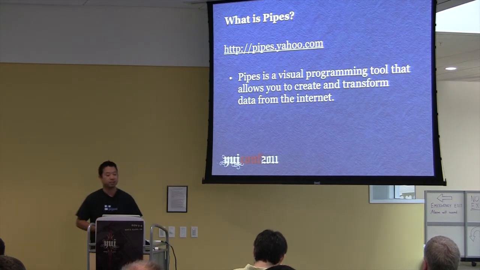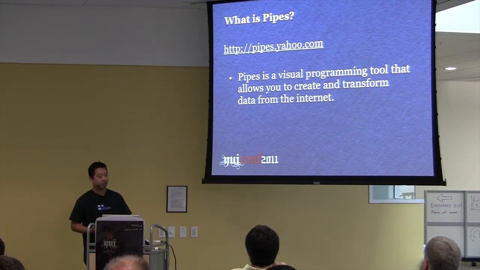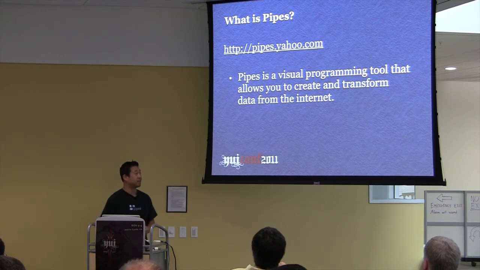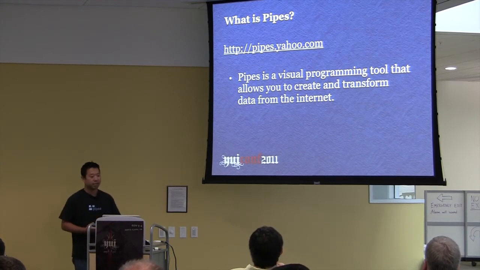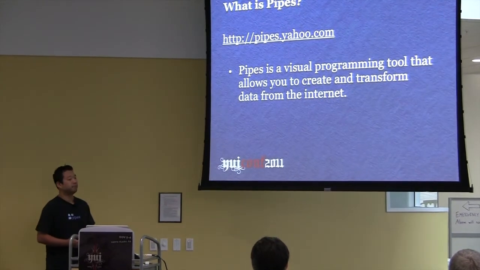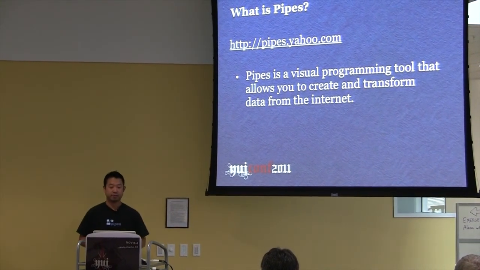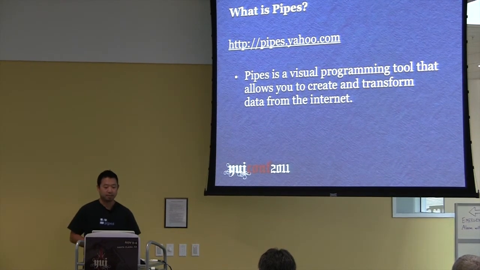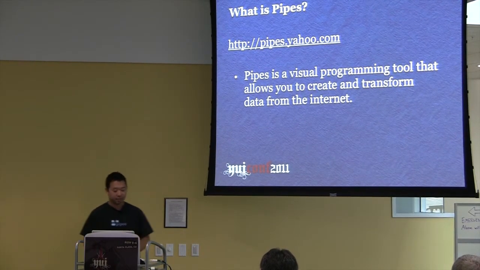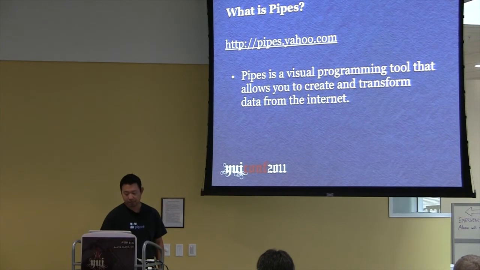So what is Pipes? Well, if you haven't been there before, you can go to pipes.yahoo.com to check it out. Pipes is a visual programming tool that allows you to create and transform data from the internet. And I think the best way to describe that to you is showing you what a pipe looks like.